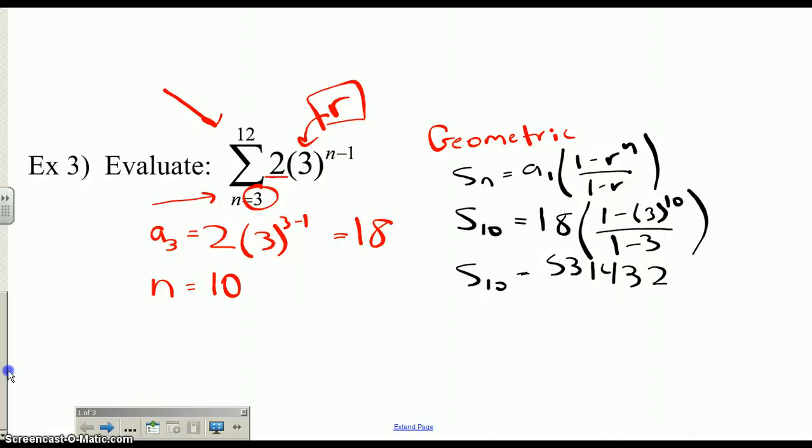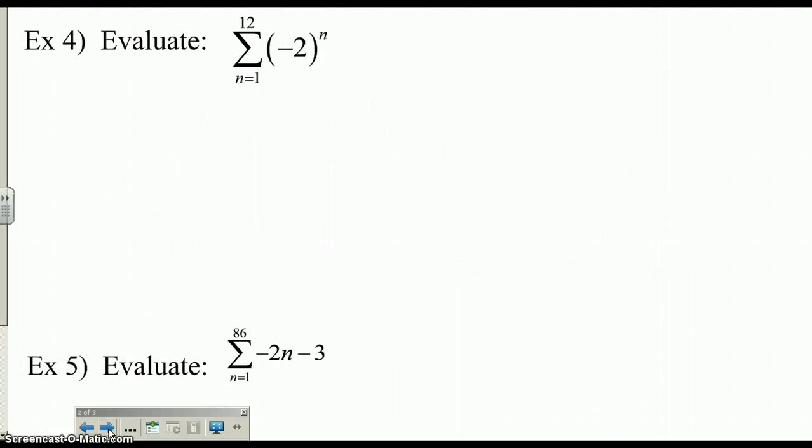531,432. That's a hard one there. We've got to figure out, is it arithmetic or geometric? We've got to figure out what is the first term of the series that we're adding up, and you've got to figure out how many terms there are. Okay, let's go to number 4.